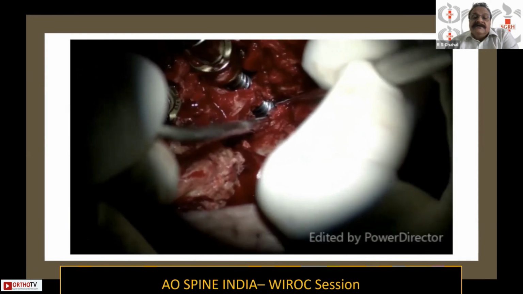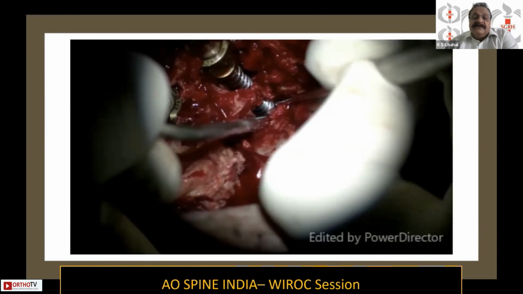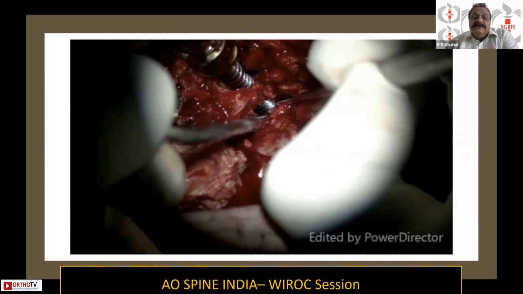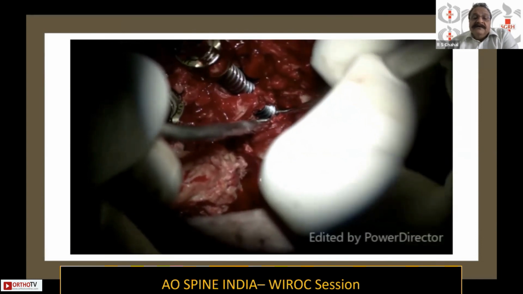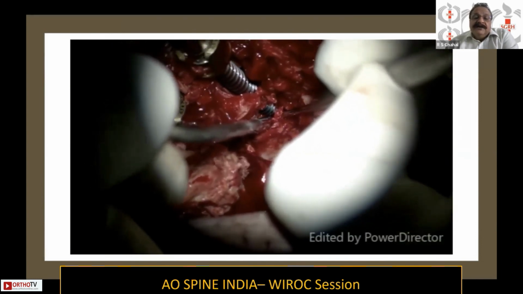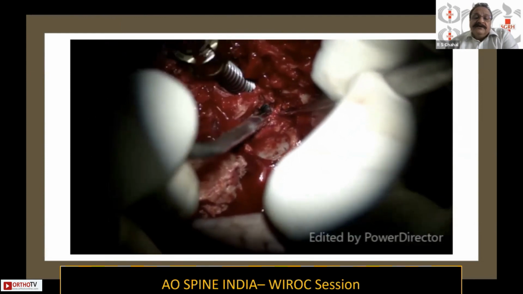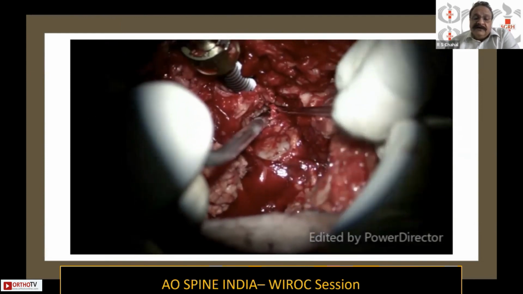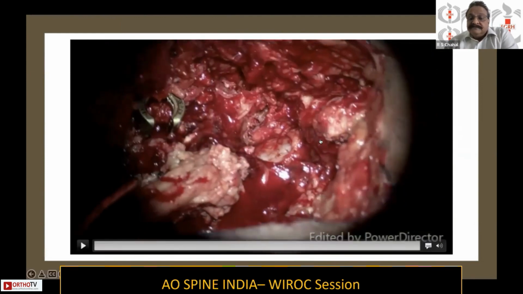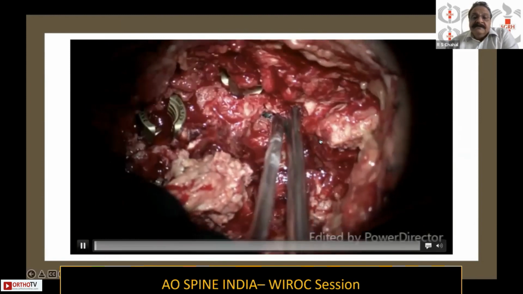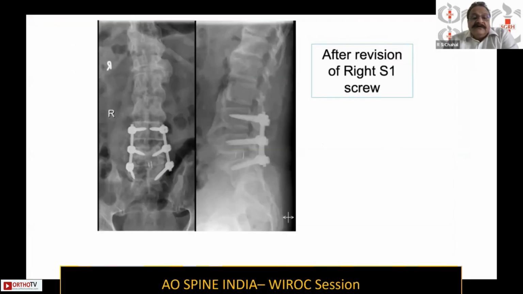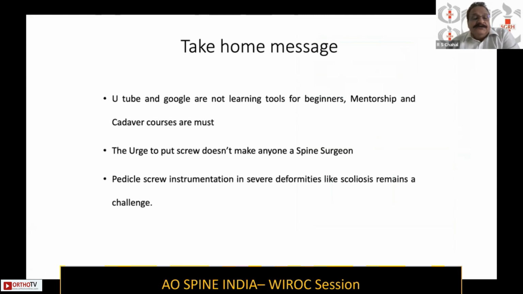See how the threads move. It would really have cut the root at multiple points. With a breach which is more inferior and medial, it's quite difficult to salvage it. So we could finally do it at the same level, and the patient was relieved of the symptoms.